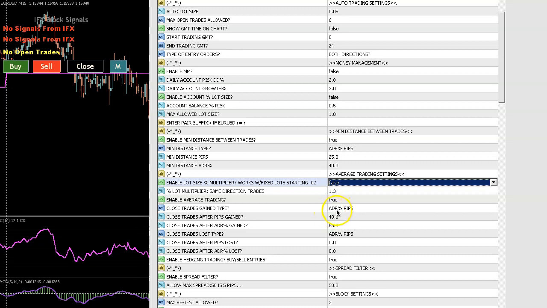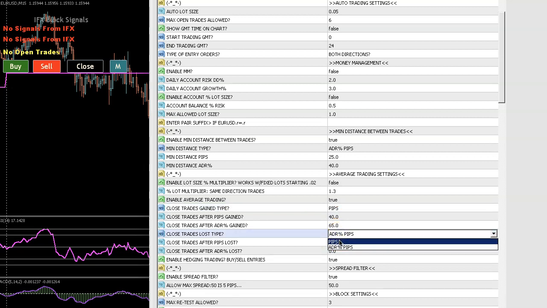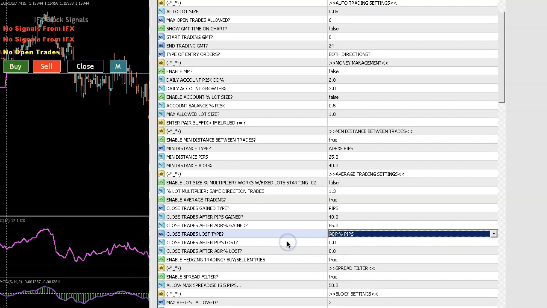Now, you can tell it, hey, when you reach an ADR, we can choose in here ADR percentage pips or regular pips. So if all of them as a group average 65 pips percentage gain, then the position is going to close. Or if I choose pips, if 40 pips gain as an average of all those trades open, then close all that group. The same thing goes for ADR pips for stop loss. If all of them add up to a specific pip count or ADR percentage pip count, then they're all going to close as a group. Your buy positions as a group first, and then your sell positions as a group as well.